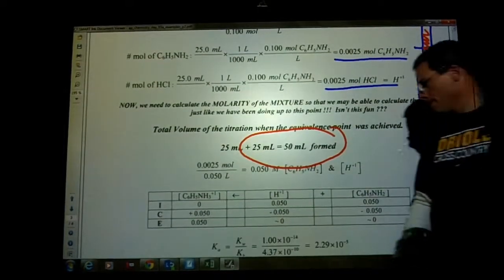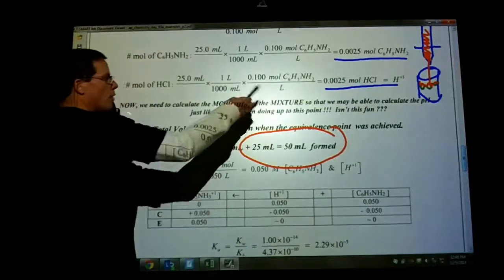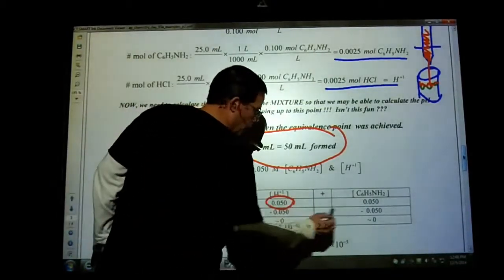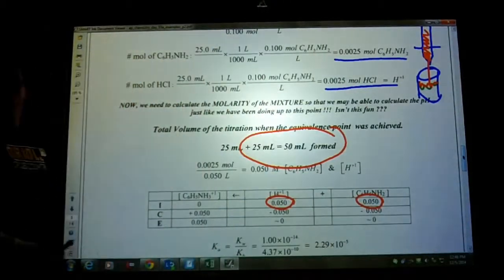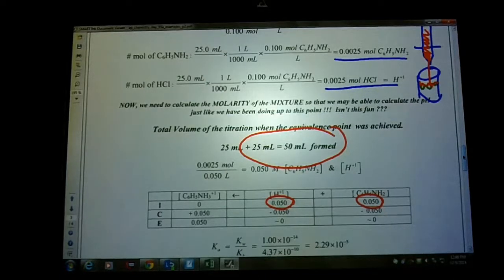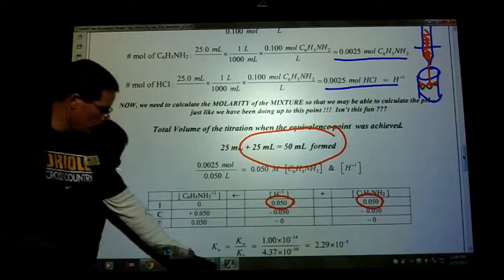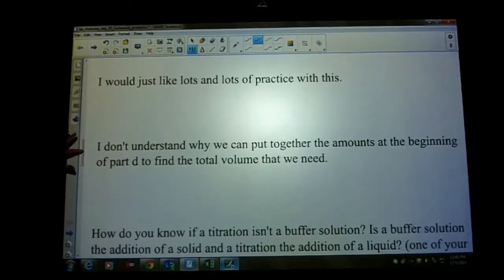Okay. And at the equivalence point, once you have the same number of moles, shouldn't the molarities be the same? Yeah, you've got the same number of moles, you've got the same volume, so it is the same in this case. Okay. All right.